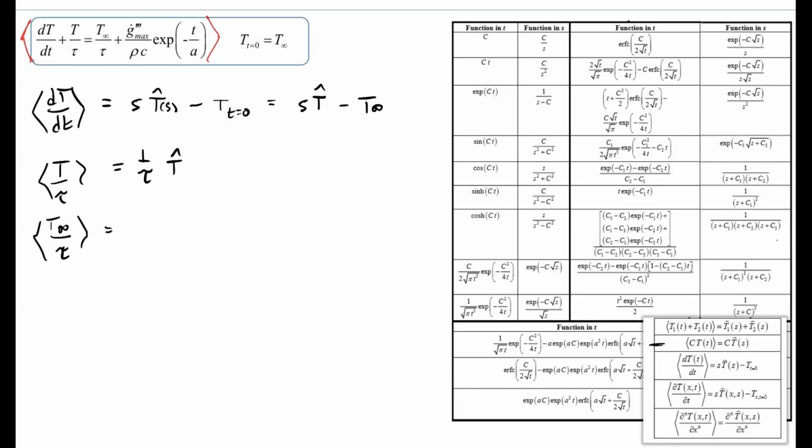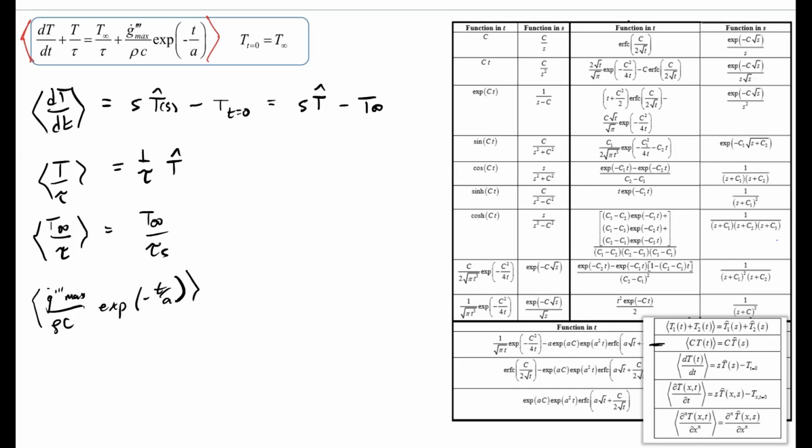That gives us just T infinity divided by tau S, because T infinity and tau are constants. Okay, and then what's this last term is G dot triple prime max over rho C exponential of minus T over A. So the Laplace of that, we just have a constant, G dot triple prime max over rho C, a constant times an exponential of something.